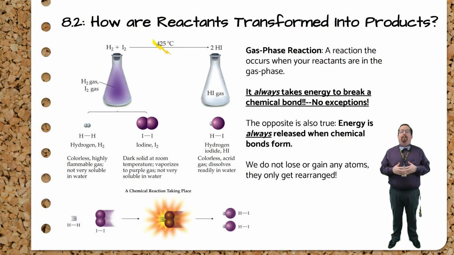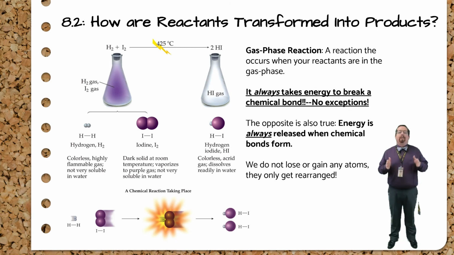Let's say we put into a flask some colorless insoluble gas such as hydrogen, and along with it a purple, also insoluble gas such as iodine. These two gases will react together to form hydrogen iodide, which is a gas that is colorless, highly pungent, and readily dissolvable in water. This is an example of a chemical reaction. We took two substances with their own set of chemical and physical properties and produced a new substance with a different chemical formula and different properties.